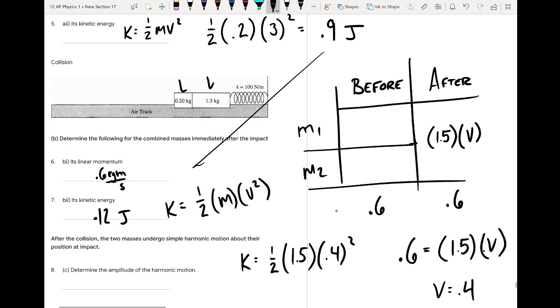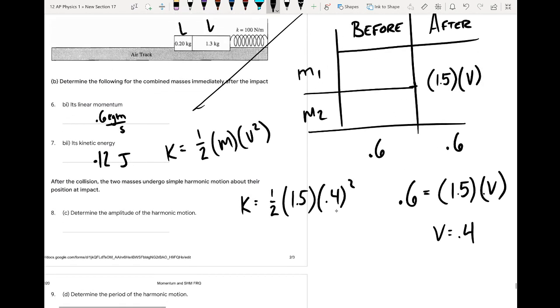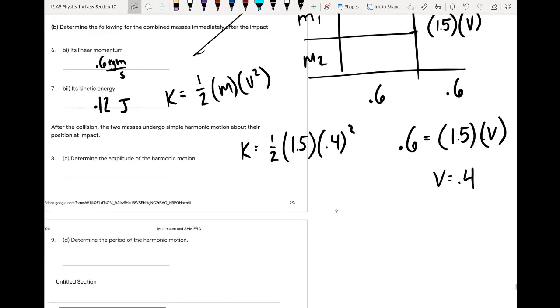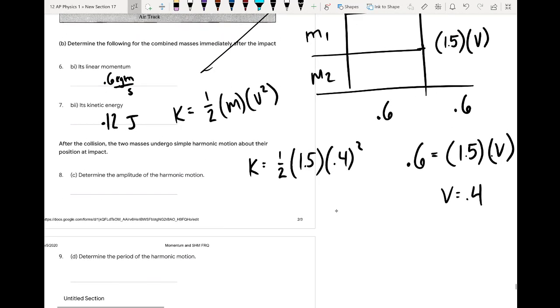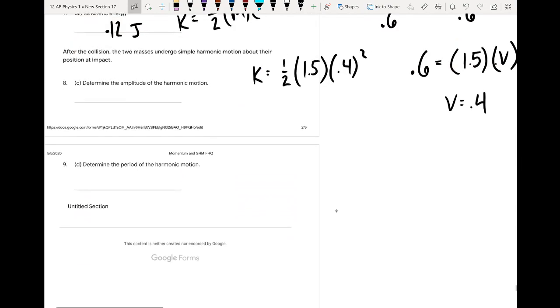Maybe we lost it to the spring, who knows? Or just some heat when these objects stuck together. Who knows? But that energy definitely is not going to be greater than afterwards. All right, now what we want to do is determine the amplitude of the harmonic motion and determine the period.